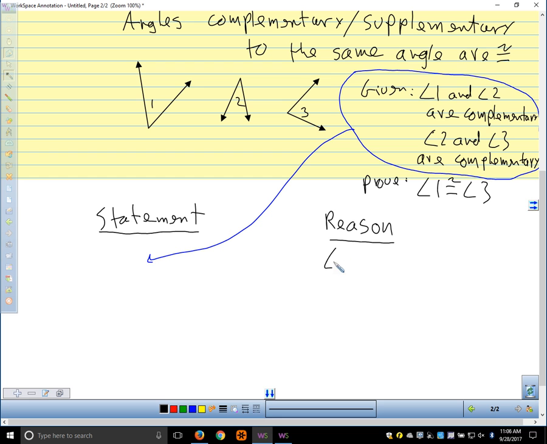That is given. So we know that's true. Well, let's write down what we just said. We're going to say the measure of angle 1 plus the measure of angle 2 equals 90, and the measure of angle 2 plus the measure of angle 3 is 90.